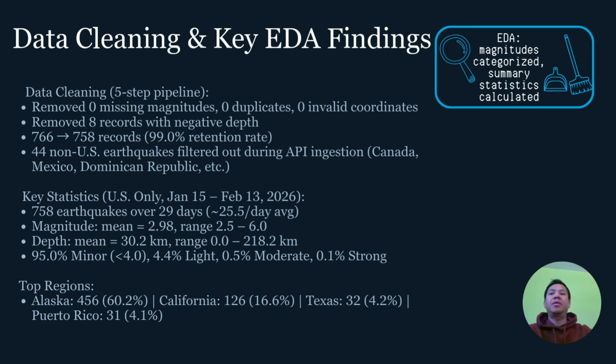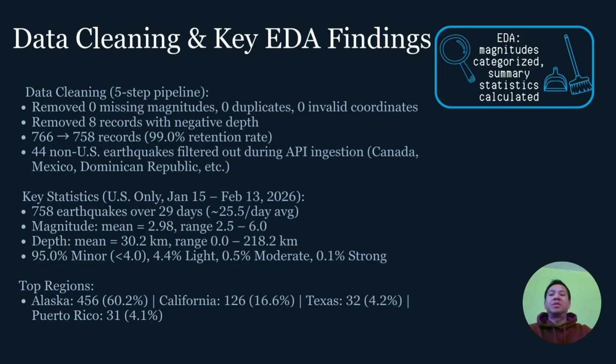A five-step data cleaning pipeline was applied. Steps 1 through 4 check for missing magnitude, duplicates, invalid coordinates, and invalid magnitude range. All removed zero records, meaning the USGS data were already very clean. Step 5 removed 8 records with negative depth values, reducing the dataset from 766 to 755 records, a 99% retention rate.